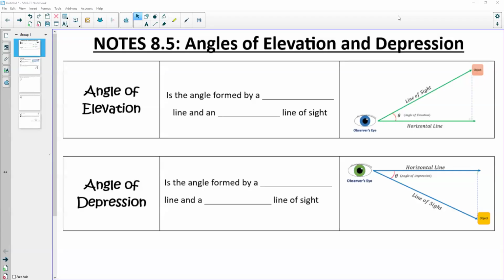All right, this video is going to be going over notes 8.5. This will be angles of elevation and depression. So this will be the last day of notes that we go over involving trigonometry. And the very first thing we want to take a look at is something known as angle of elevation.